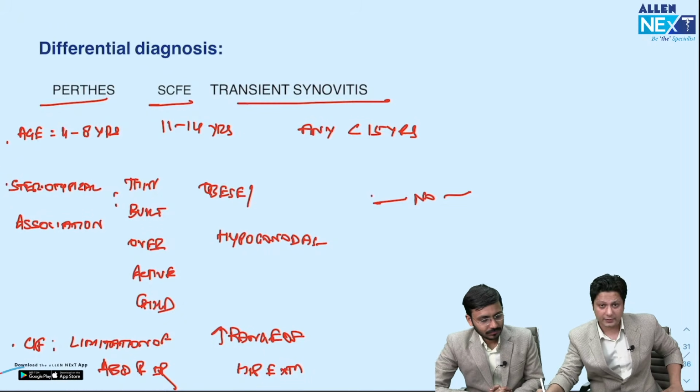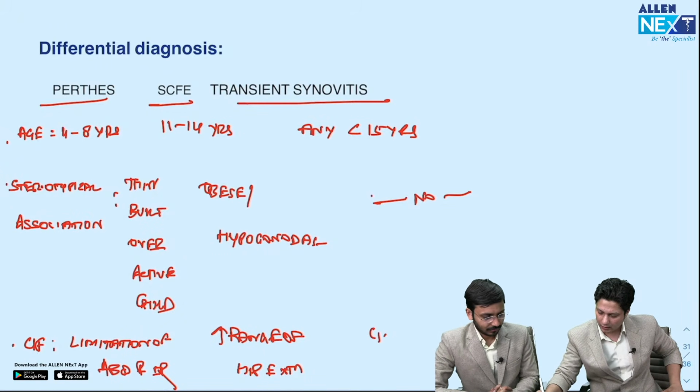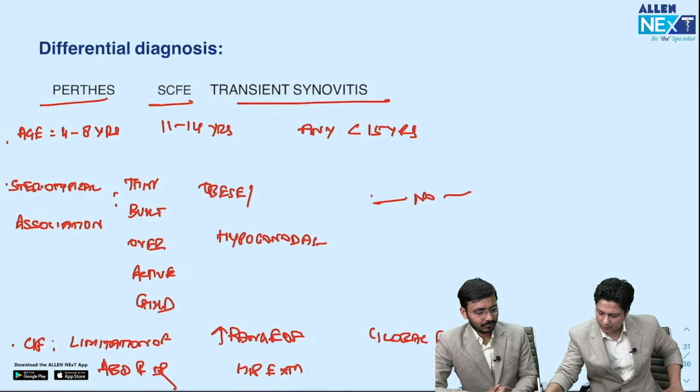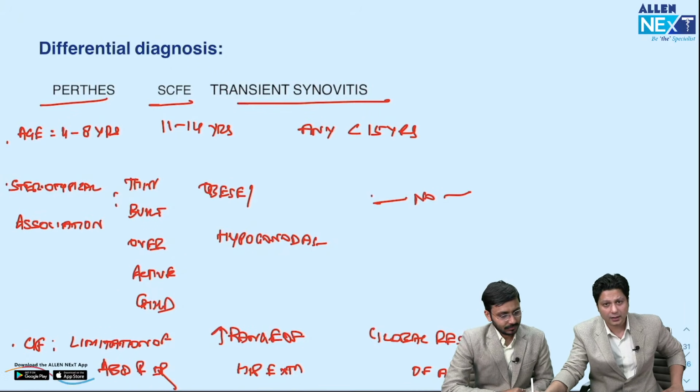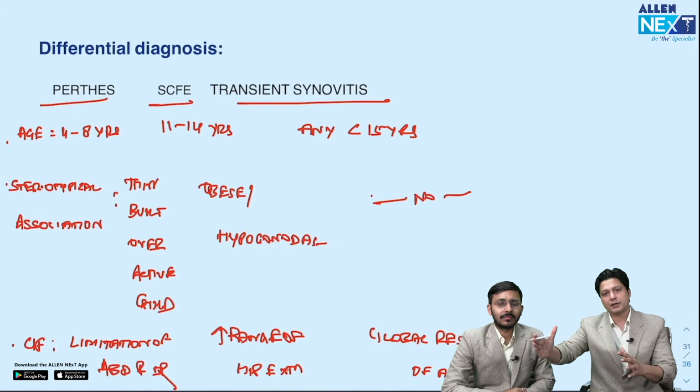And finally, for transient synovitis, there will be global restriction of all movements. That means all the movements are going to be painfully restricted and the limb would be kept in abduction and external rotation.